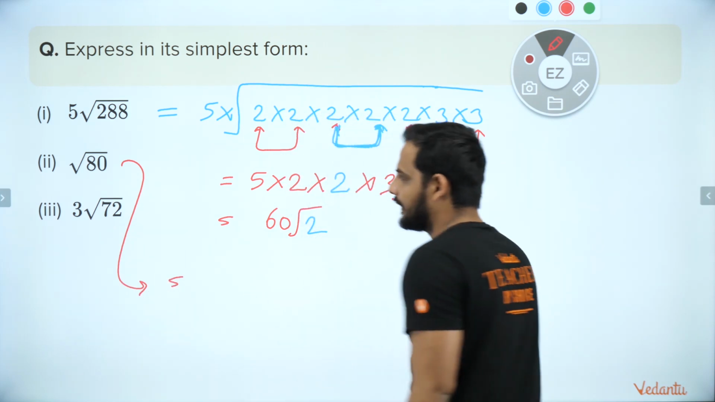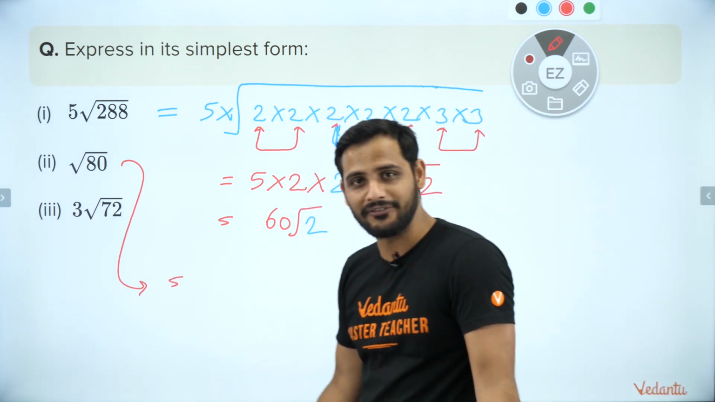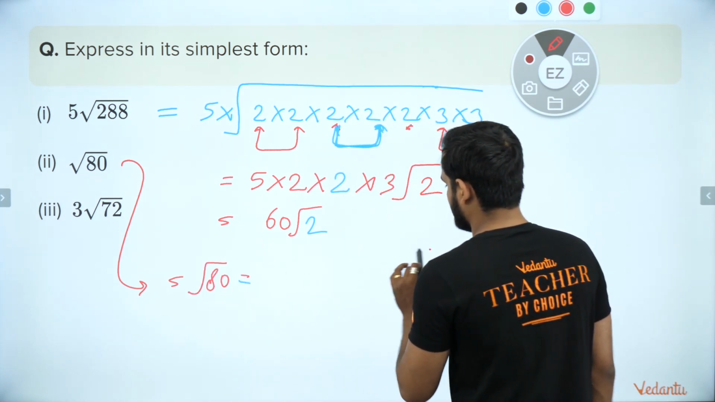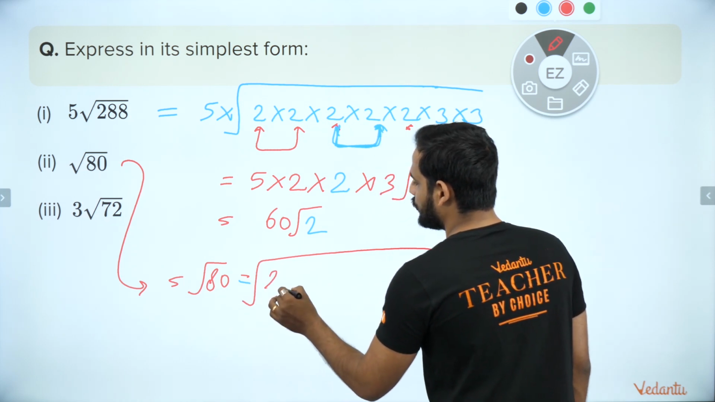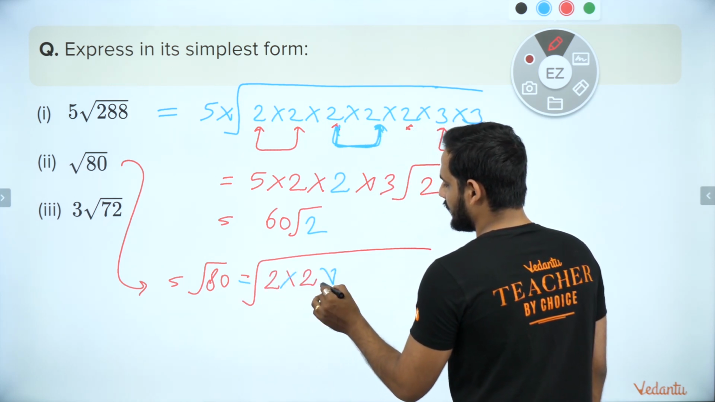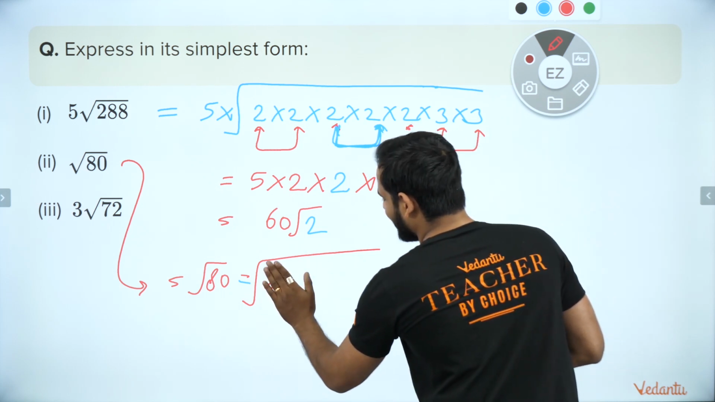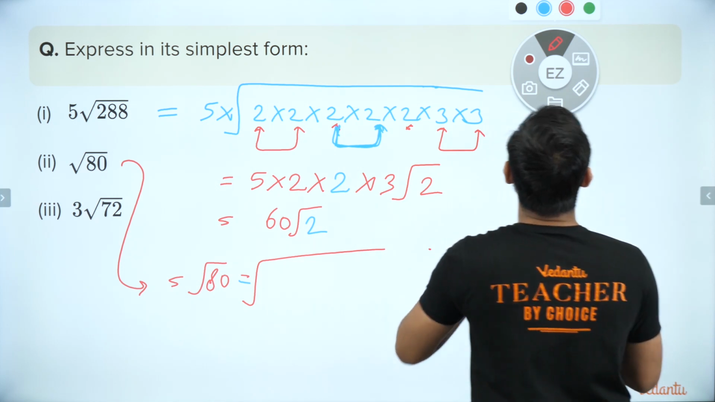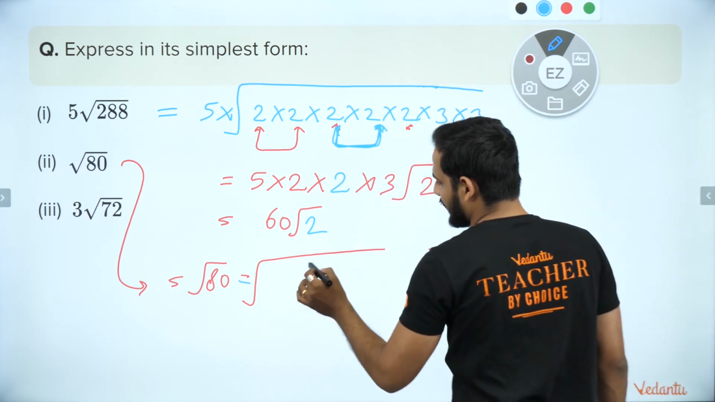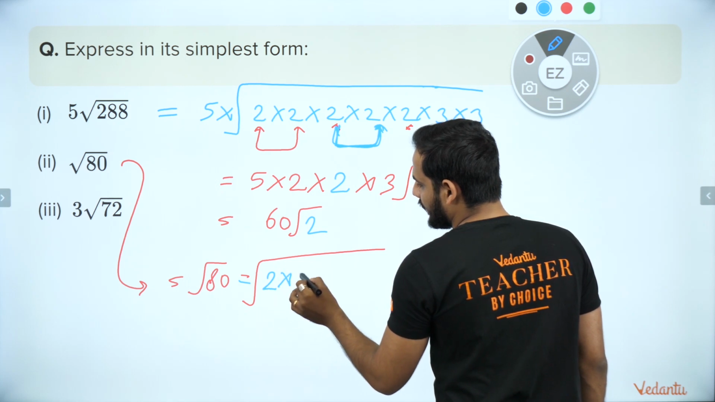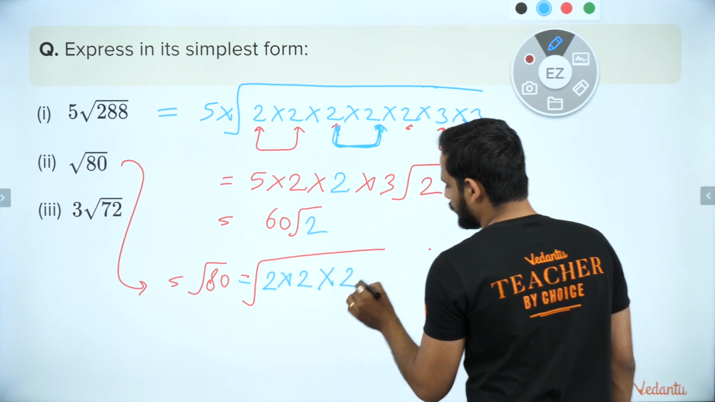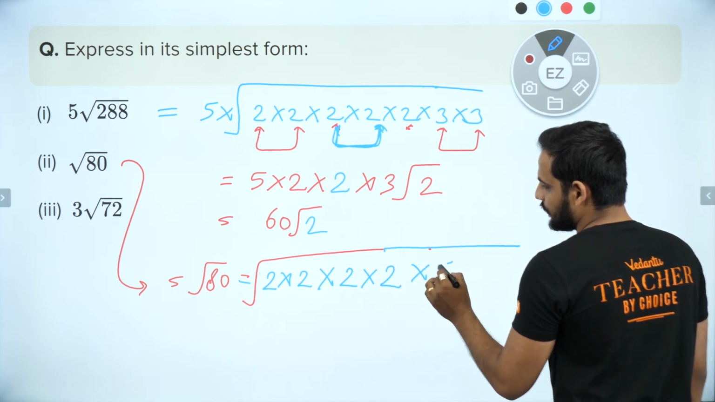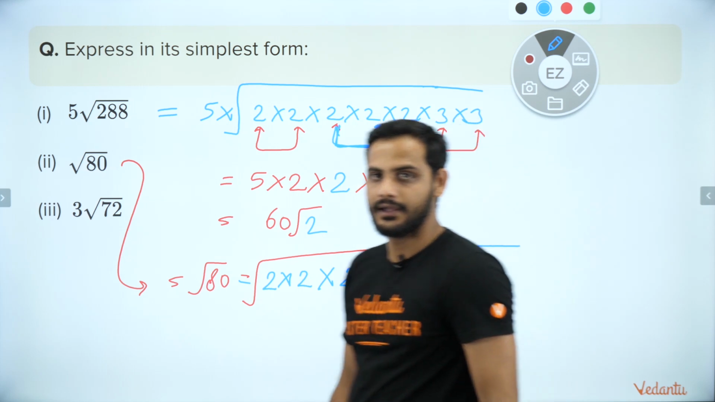Okay, under root 80. Let us again do the prime factorization, right? So under root 80 will be written as 2 into 2. Let me change the pen of the color because it is red, blue always, right? So let me change the color of this pen to blue as always. So what we are getting? We are getting 2 into 2 into 2 into 2 into 5. Okay, now what is this?